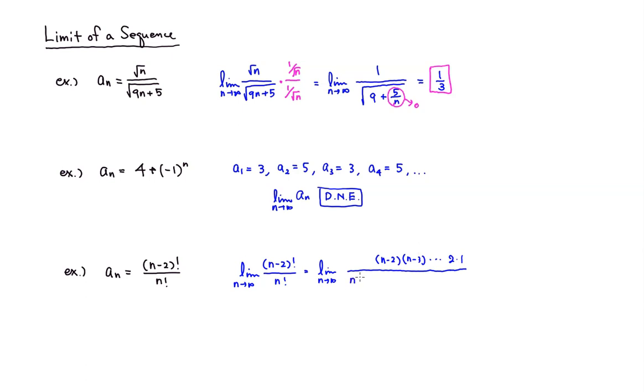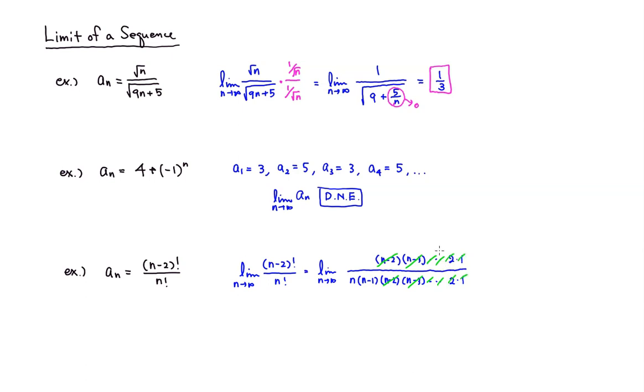So you start with n, the next one is n minus 1, the next one is n minus 2, the next one is n minus 3, and so on all the way to 1. You can cancel n minus 2 with n minus 2, n minus 3 with n minus 3, and all these in between down to 2 and 1.